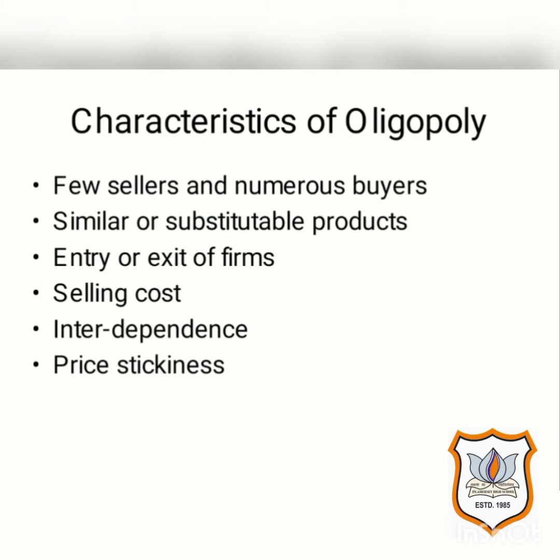Next one is similar or substitutable products. There is a sale of identical or substitute products in oligopoly. Say for example, salt, crude oil, tea, even cold drinks, motorcycle and so on.